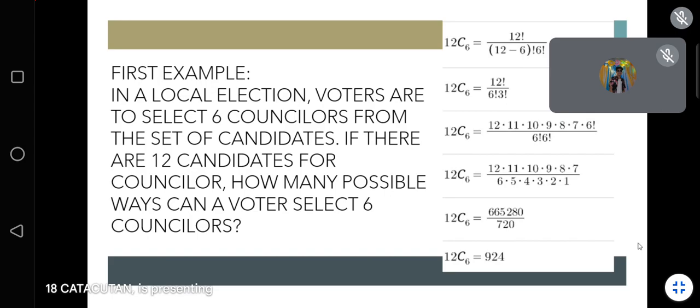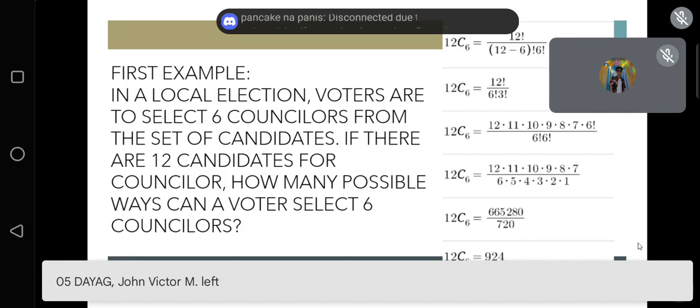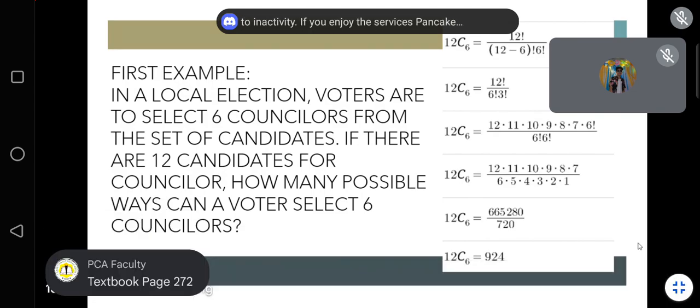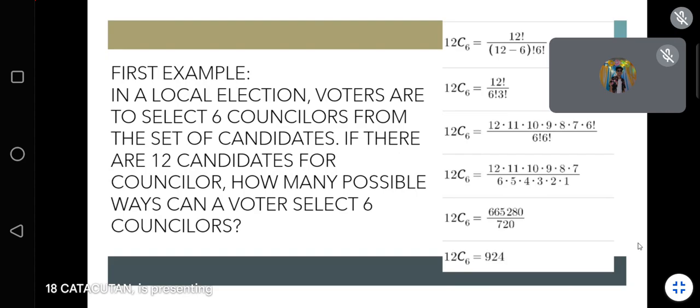Now that we know about the combination technique, how do we use it in solving problems? Let us first know about the combination rule. The combination rule is all about the number of combinations of n distinct objects taken r at a time, which is defined as nCr equals n factorial over r factorial times n minus r factorial, where r is less than or equal to n. In other references, nCr is also denoted as C(n,r), or simply n over r.